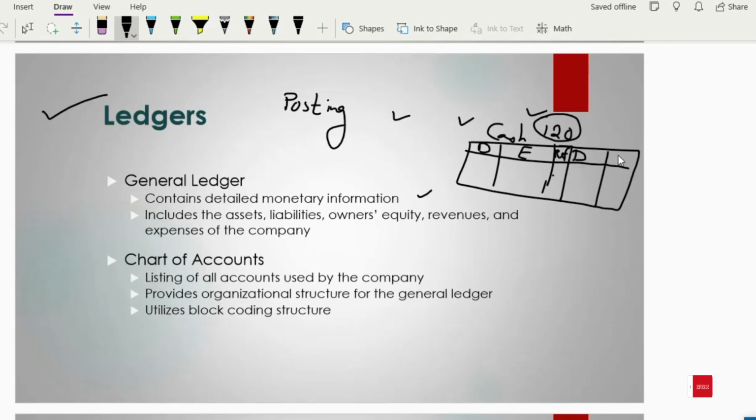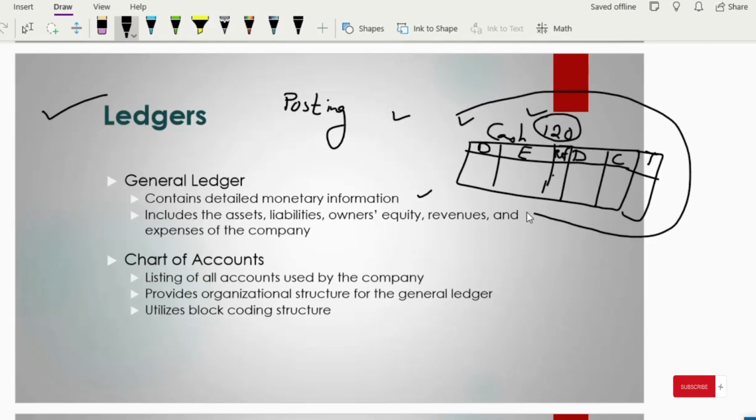Then the debit column, then the credit column, and there is a total column as well. This is what we study in financial accounting. Now, why I made this structure for you, in a few minutes it will be clear to you. So it includes the assets, liabilities. Each ledger represents one item from the financial statement. So this is the cash ledger.